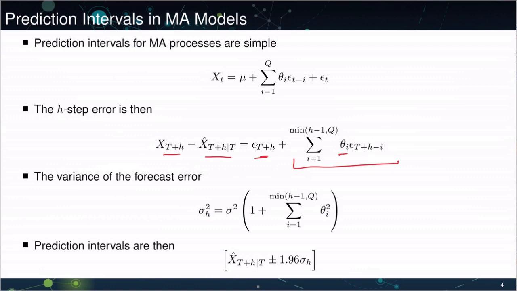And so when we want to get the variance of the forecast error, we simply have sigma squared h is sigma squared, the variance of the error, times 1 plus the sum of theta i squared for i equals 1 to the min of h minus 1 or q. Obviously, once you get past q, there's no further forecast uncertainty. And if h minus 1 is less than q, then we only have a finite number of terms for the moving average. And once you have this, the prediction intervals are simple to construct. They're just the forecast plus or minus 1.96 times this sigma h, which is the h period ahead volatility.